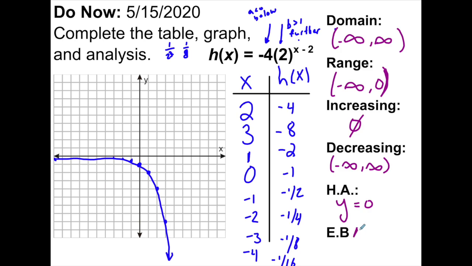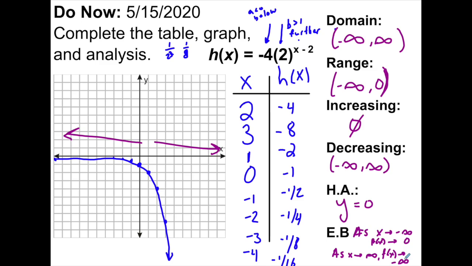And then end behavior. First, as x goes towards negative infinity, as we go this way along the x-axis, f of x is getting closer and closer to 0. On the other hand, as x is going this way on the positive x-axis, f of x is going to negative infinity.